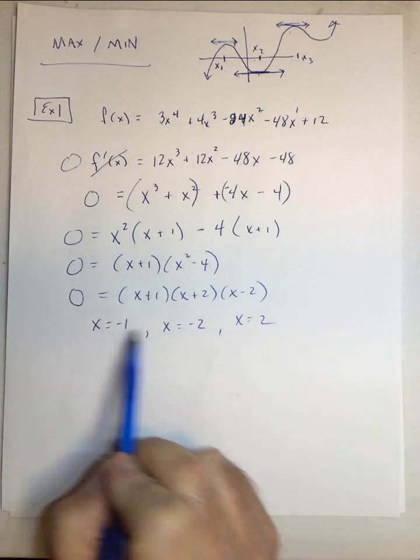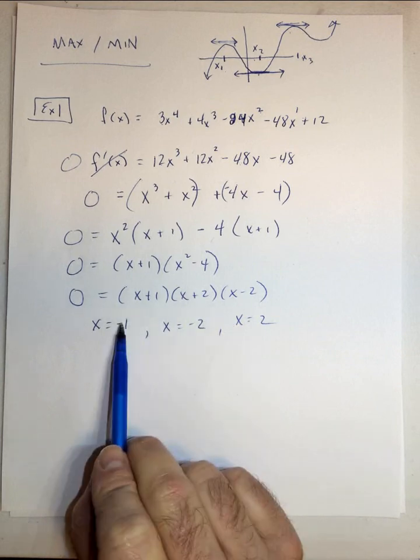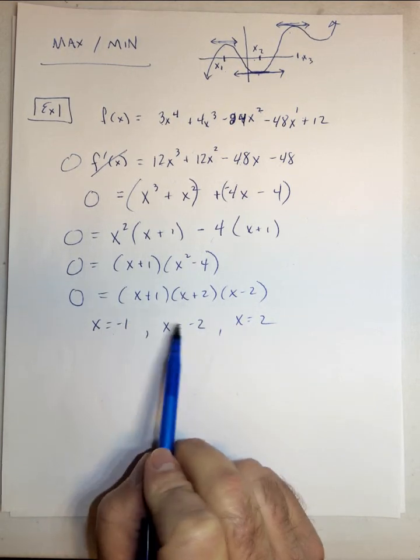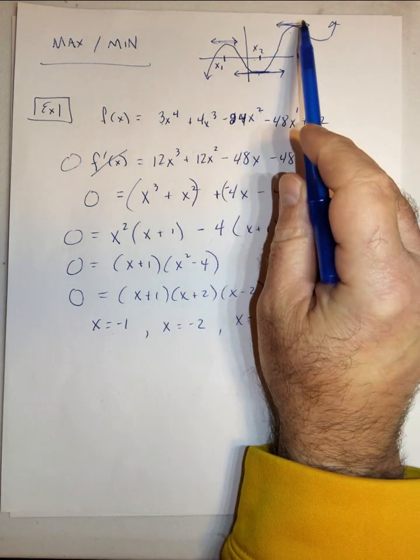So again, remember, these are the zeros of the derivative function. So these are the points where the function has a slope of 0, which is going to be at my max and min.